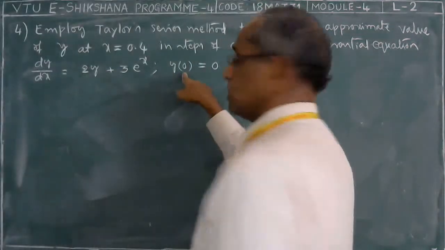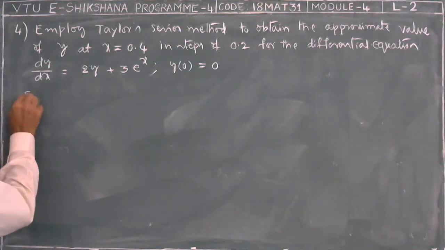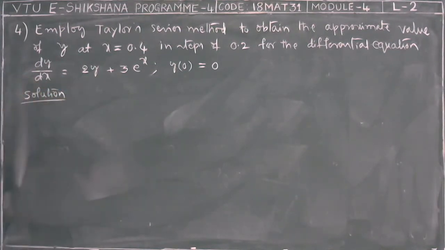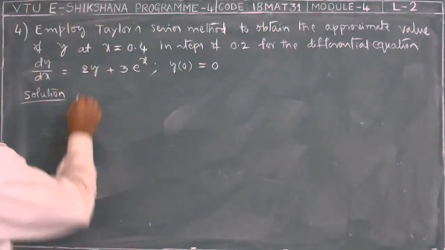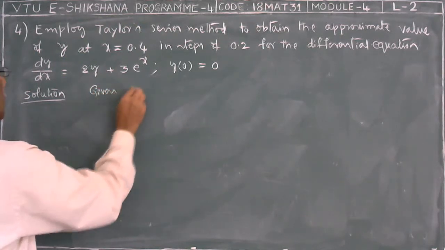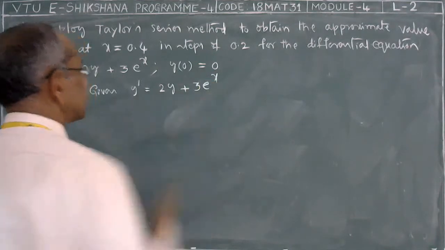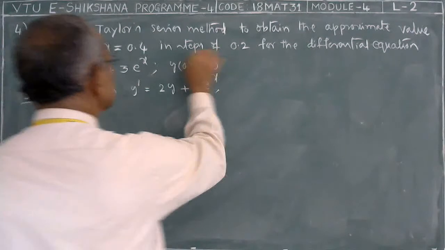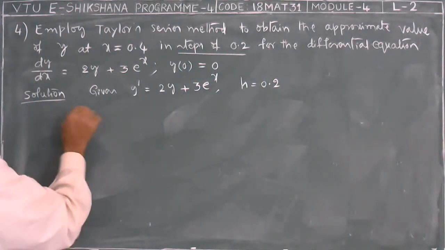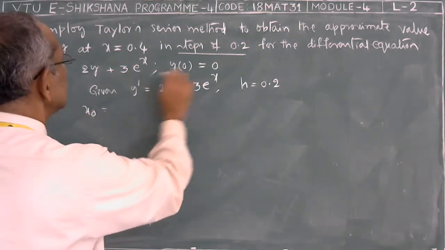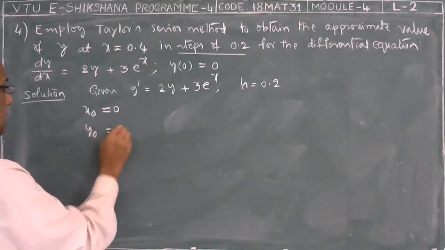In steps of 0.2 starting from 0, x naught is 0 and h is given to be 0.2. Okay. So before we go for calculation, first we should write down what is given in the problem and also mention what is to be done. Given y dash is equal to 2 into y plus 3 into e power x. In steps of 0.2 means h is given, h is 0.2. What is your x naught? x naught is 0. y naught is also 0.